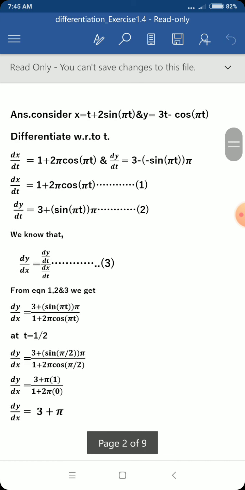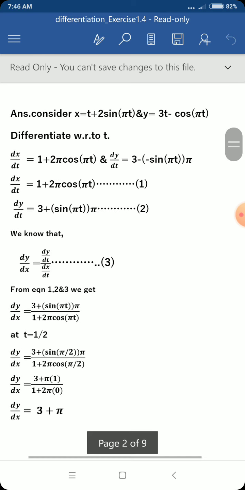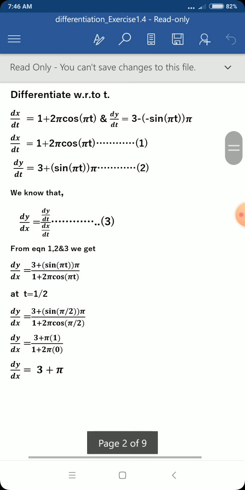Therefore, we can write dx upon dt equal to 1 plus 2 pi cos of pi t. Call this equation first. Now differentiate equation second, which is y is equal to 3t minus cos of pi t.